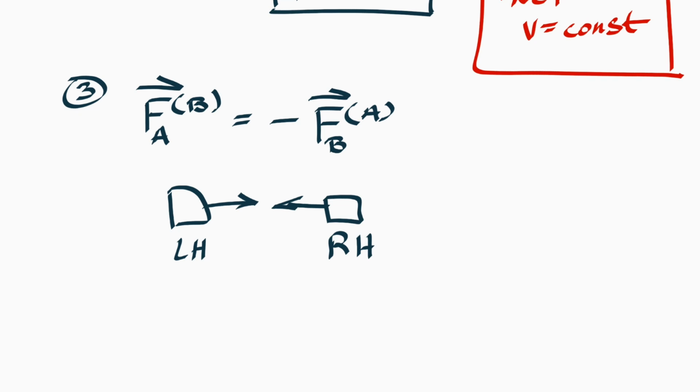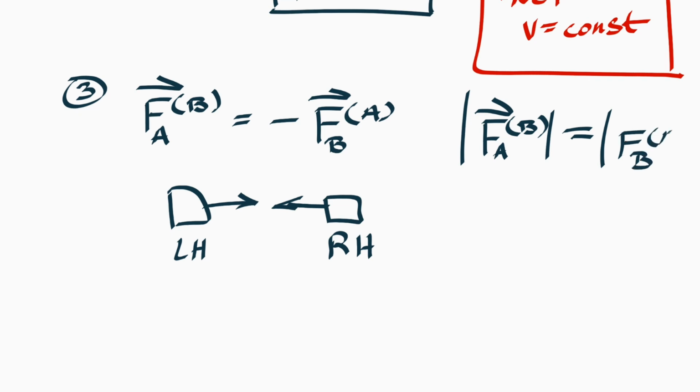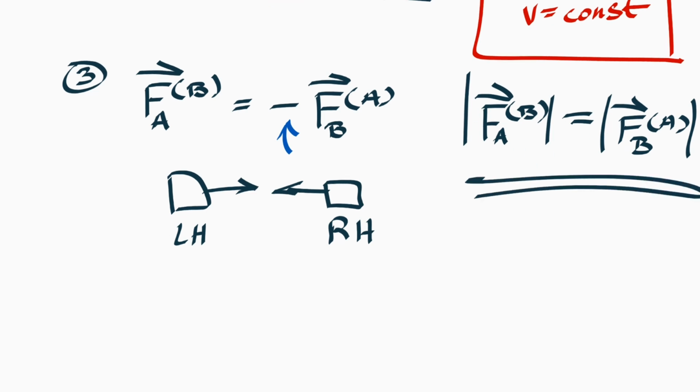And so the idea here is that F of A acting on B, right? That force, that magnitude is equal to F of B acting on A, right? So the magnitudes are the same. The only thing that changes is that the direction is the opposite, right? So that's where that negative sign comes from. But you'll often see this form written, right? Where just the magnitudes are the same.